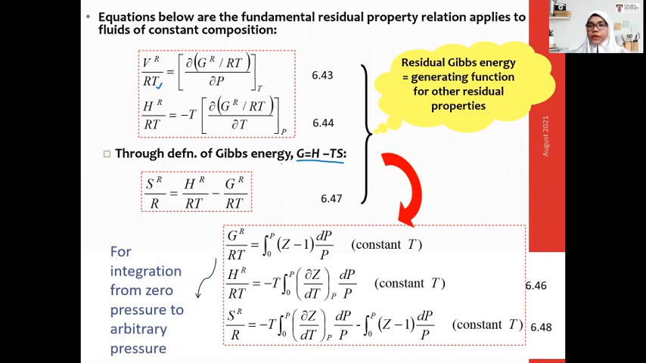Through the definition of Gibbs energy, we can get this when we perform the rearrangement. Finally, GR, HR, and SR can be simplified to these equations by obtaining Z at constant temperature. You may try your Maxwell relations to obtain this correlation. This equation is based on integrating from zero to an arbitrary pressure, so it can be applied at constant temperature only.